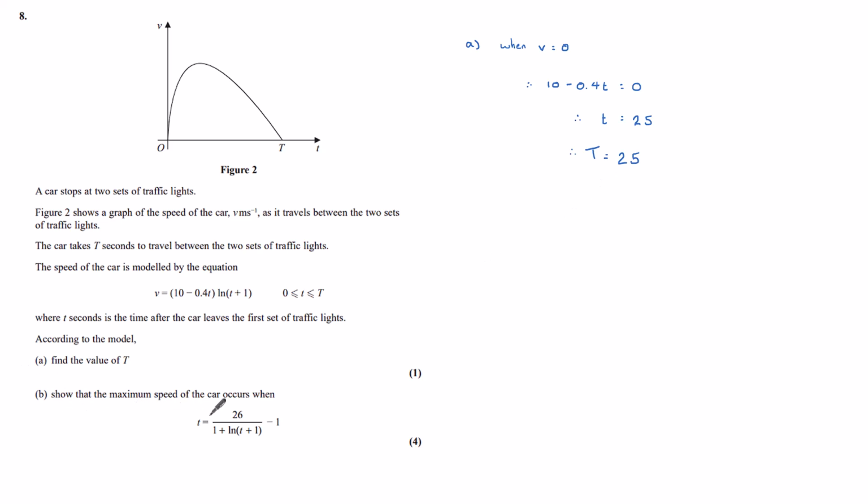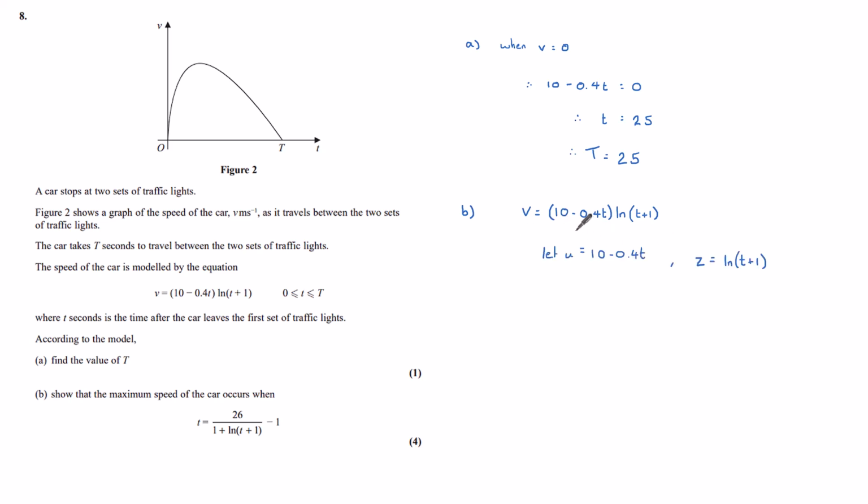Part B, show that the maximum speed of the car occurs when t is equal to 26 over 1 + ln(t + 1), minus 1. Well, if the maximum speed of the car is here, that is when the gradient of this function is equal to 0. So we need to find dv by dt. So we have v = (10 - 0.4t) ln(t + 1). We're going to use the product rule to differentiate this.